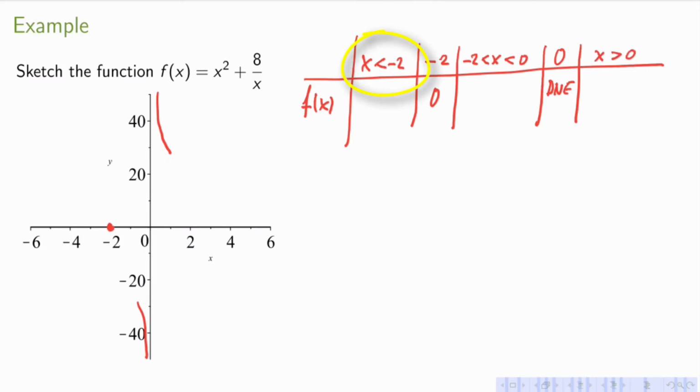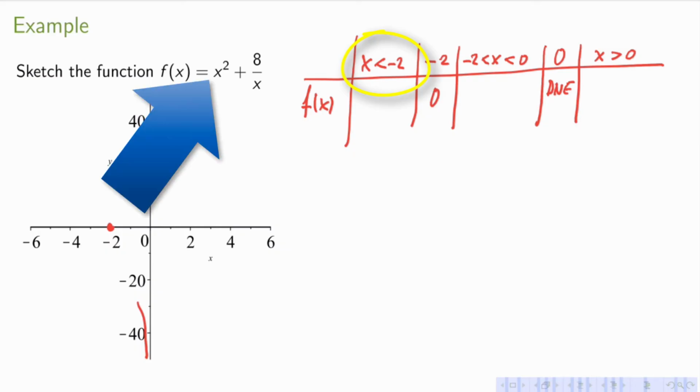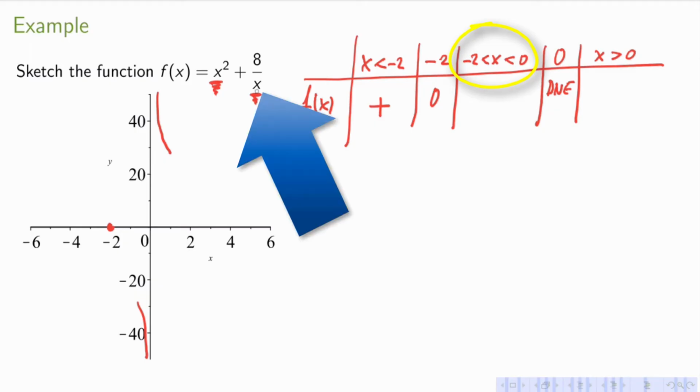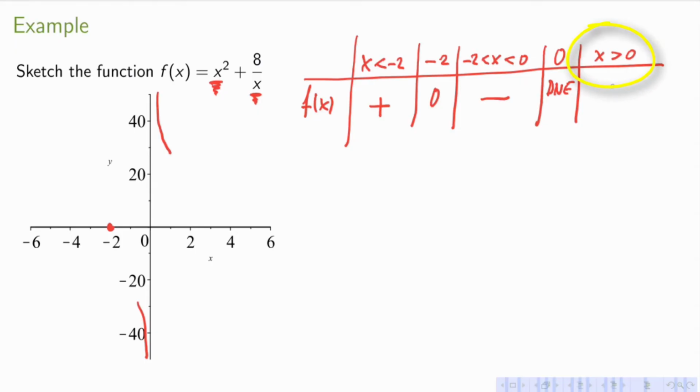Now let's look at x less than minus 2. So x is negative, and now take a really huge negative number and look at the function. Then this term is really, really huge and positive. This term is really, really small and negative. So together, this will be positive. So we make a big plus here. In the interval minus 2 less than x less than 0, let's say x is close to 0, then the 8 over x term is really big negative. The x squared term is really small. So here this term is negative. And then for x positive, x squared is positive, 8 divided by x is positive. So this is certainly also positive.